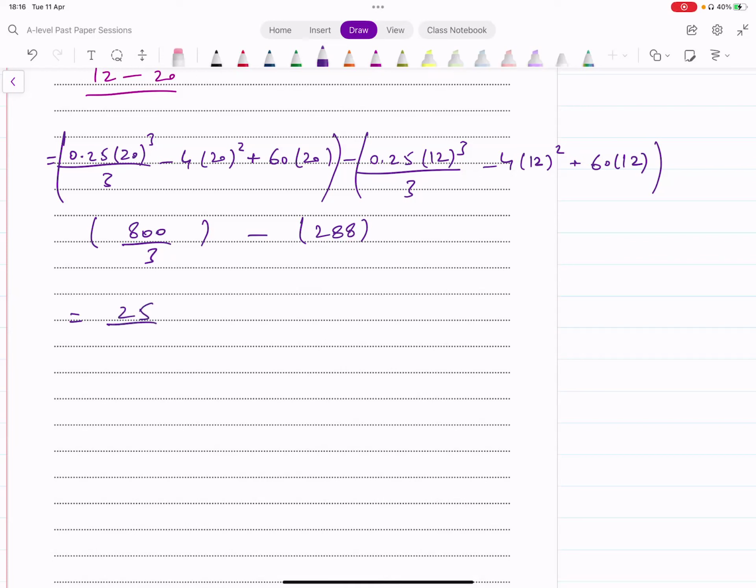So the first bracket gives us 800 over 3, and this part gives us 25 over 27. No, I'm sorry, this is wrong. 800 मैंने divide कर दिया इसको. Minus 288. This is minus 64 over 3.